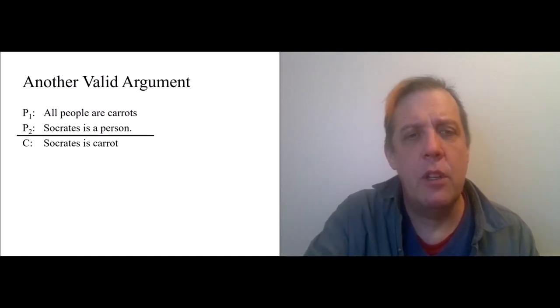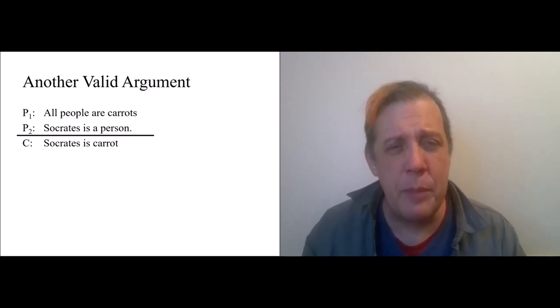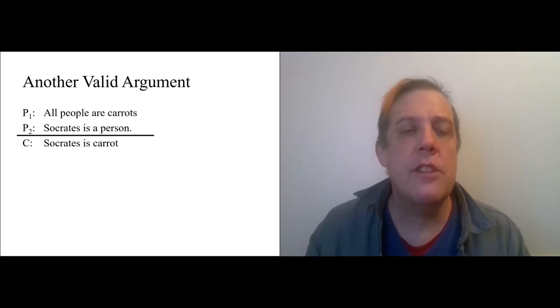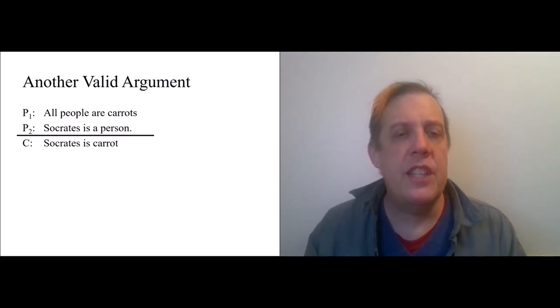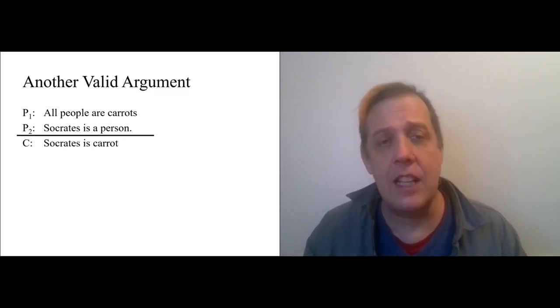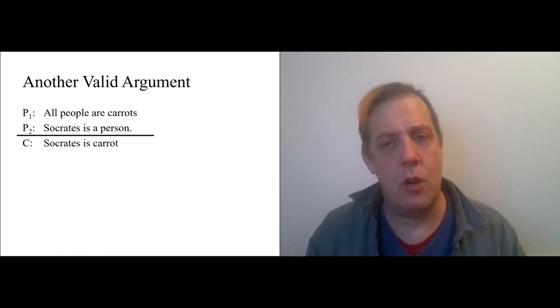Now, think about this one. This argument is also valid. All people are carrots. Socrates is a person. Therefore, Socrates is a carrot. So this is an argument that is valid, just as valid as the last argument, but it's not sound anymore.